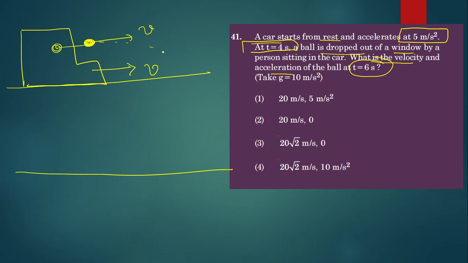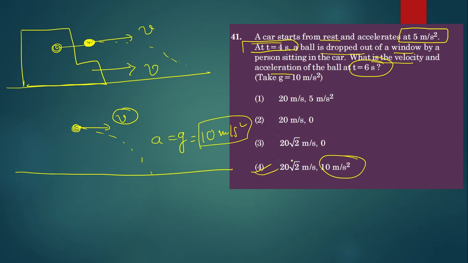This ball will follow a horizontal projectile trajectory. So this ball was projected like this with horizontal velocity, it will strike it like this. So it's a horizontal projectile. And in horizontal projectile, we know the horizontal acceleration becomes 0, and the vertical acceleration is acceleration due to gravity, which is 10 meter per second square. So 10 meter per second square is mentioned only in option number 4, which is the answer. Again, this particular ball will not feel the car's acceleration after the drop because it is already detached. Let's move on.